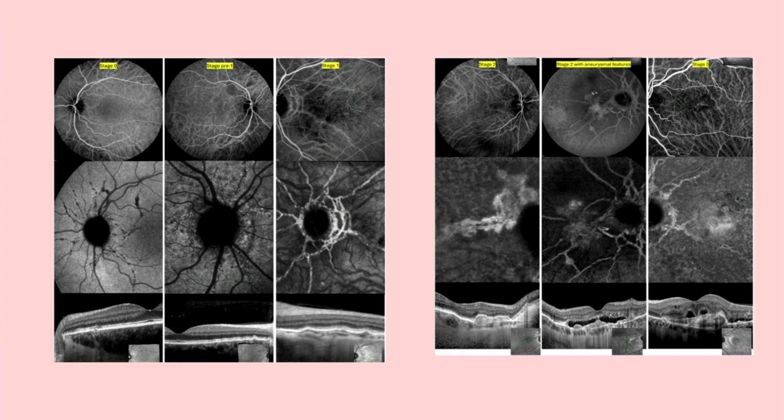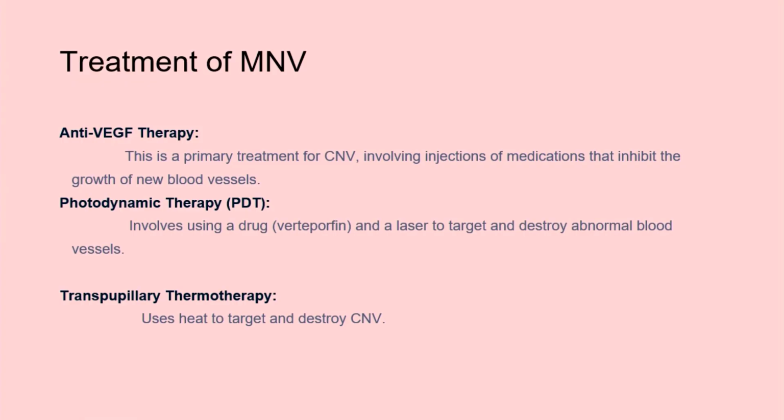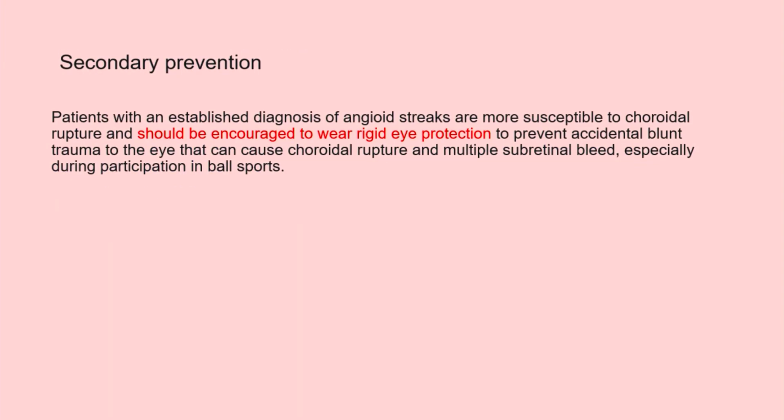These are the stages: stage 0 there will be a trivial Bruch's membrane defect. In stage 1 there will be staining in the FFA, and stage 2 is type 1 sub-RPE, and stage 3 is subretinal CNVM. This is the elaboration. Treatment mainly for the exudative type choroidal neovascular membrane is anti-VEGF, and PDT is outdated now. We should encourage the patient to wear rigid eye protection to prevent any trivial trauma causing choroidal rupture and secondary bleeds and visual loss.